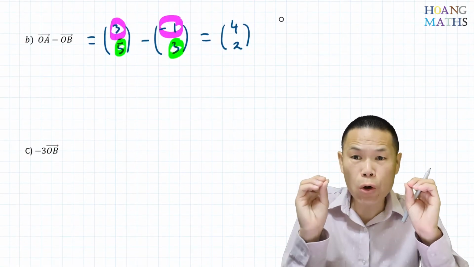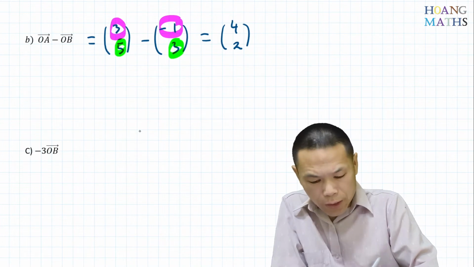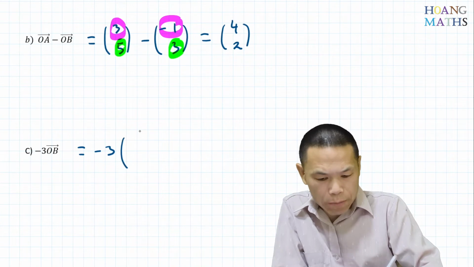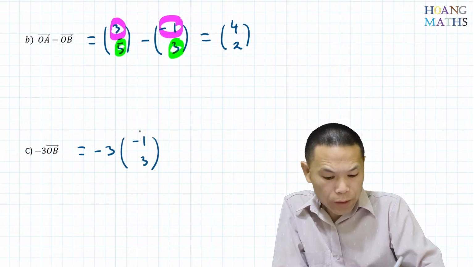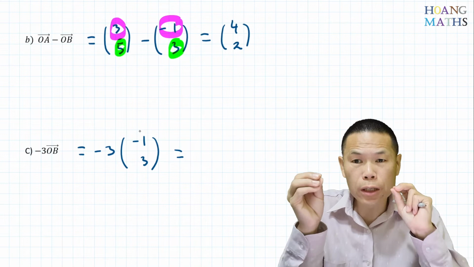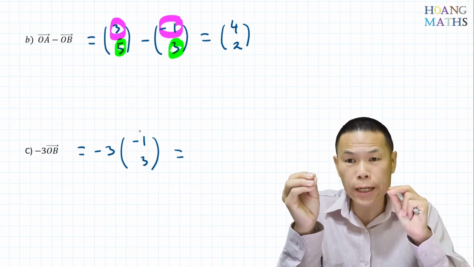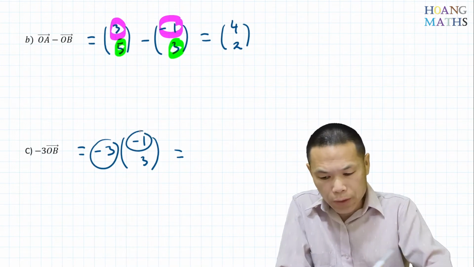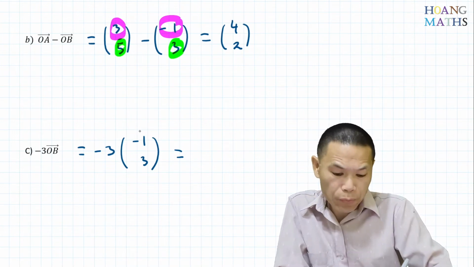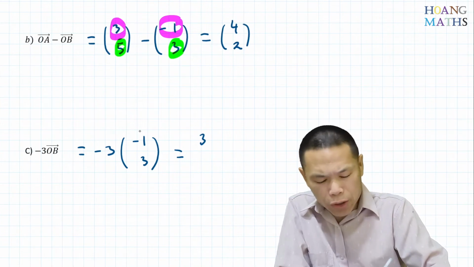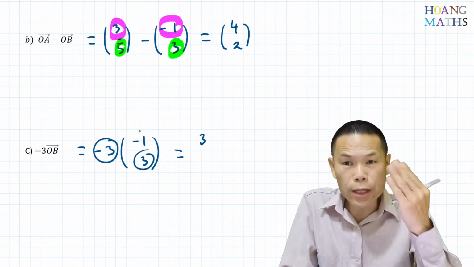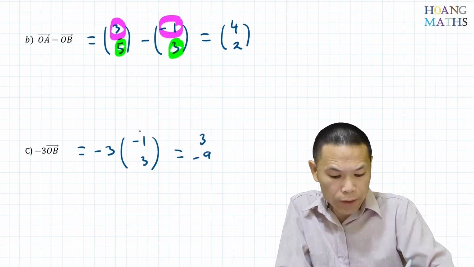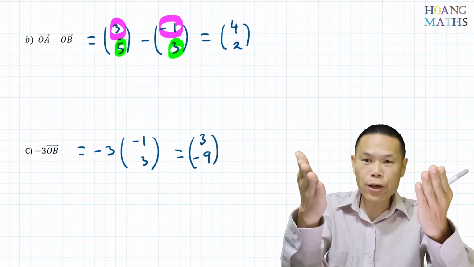Now -3 OB. So -3 OB is -3 times OB. So OB is (-1, 3). If we multiply together, so -3 times the I component and -3 times the J component. So -3 times -1 will give me 3. And the J component, -3 times 3 is -9. So that is -9. There you go.